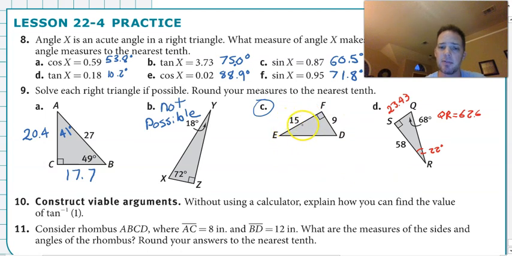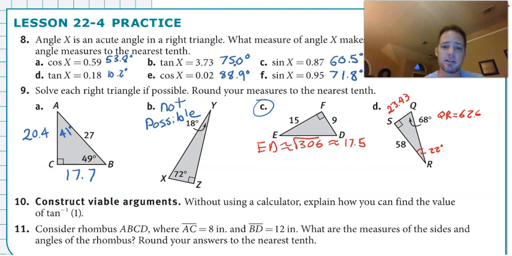A squared is 15 squared plus B squared is 9 squared, so 225 plus 81 gives us 306. Take the square root of both sides, we get that ED equals approximately the square root of 306. You type that in your calculator, you get about 17.5, and that answer does make sense because it is the hypotenuse. It should be the longest side there. It is within reason for those.